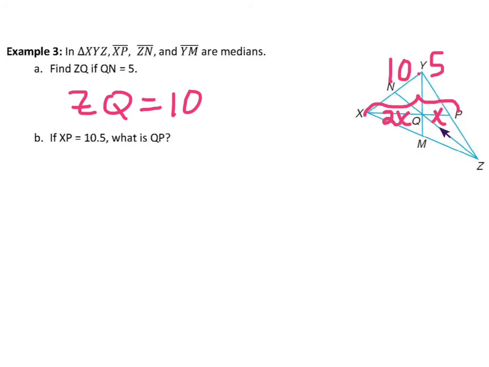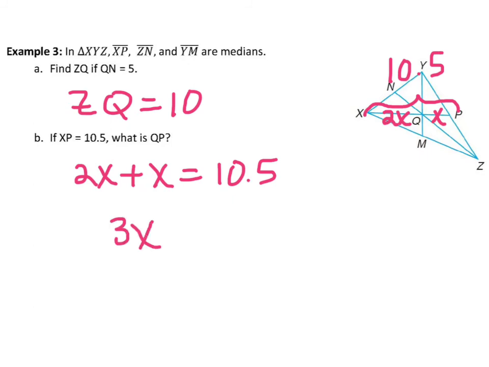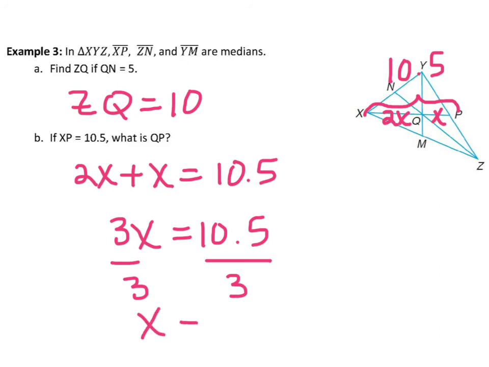Therefore, if QP is unknown, let's just indicate that by x, and therefore, since XQ should be double of that, we'll indicate that by 2x. Therefore, we get an equation to be 2x plus x is equal to 10.5. Let's combine like terms. We get that 3x is equal to 10.5. And dividing both sides by 3, we get that x is equal to 3.5.